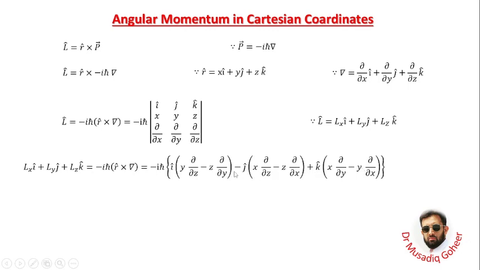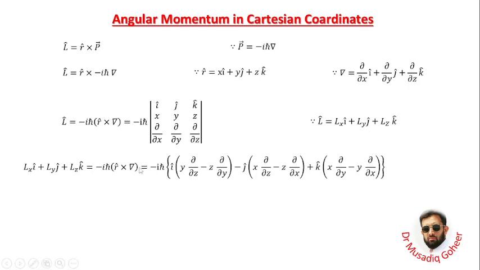It is a very basic technique, and every student must know how to expand determinants. Here we can see that on the left hand side we are dealing with the components of total angular momentum, and on the right hand side we are dealing with the expansion of the determinant with respect to i j k. So from here we can compare the coefficients of i cap, j cap and k cap.